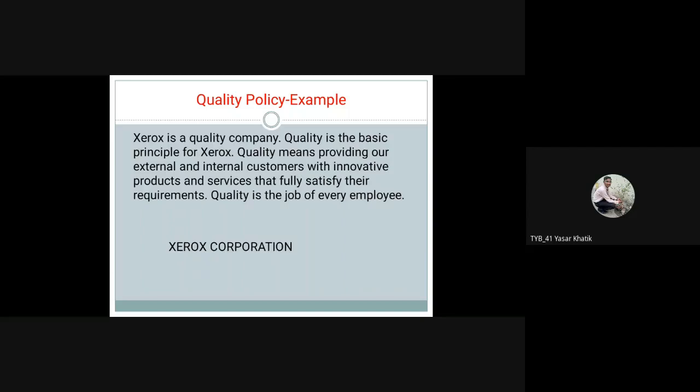This is one of the quality policy examples. Xerox is one of the quality companies. Quality is the basic principle for Xerox. Xerox is one company, and here they are giving the basic principle of how to improve quality. Quality means providing our external and internal customers with innovative products.